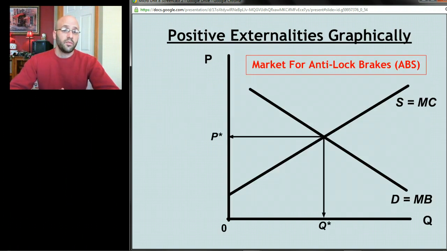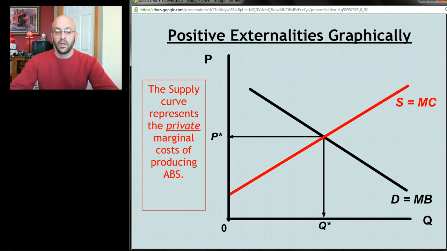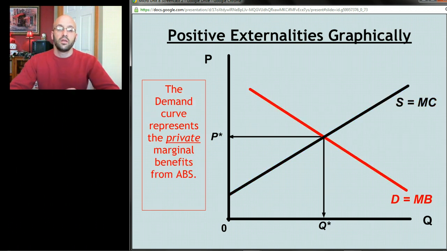All right, so let's use the market for anti-lock brakes as an example of a positive externality and see what that looks like graphically. Again, the supply curve represents the private marginal costs of producing anti-lock brakes. The demand curve represents the private marginal benefits from anti-lock brakes. I might buy anti-lock brakes because they give me a benefit. I'm less likely to get into a car accident.